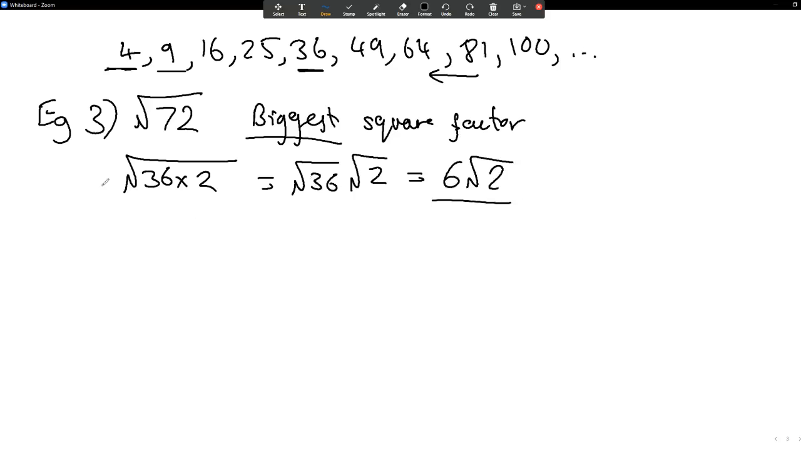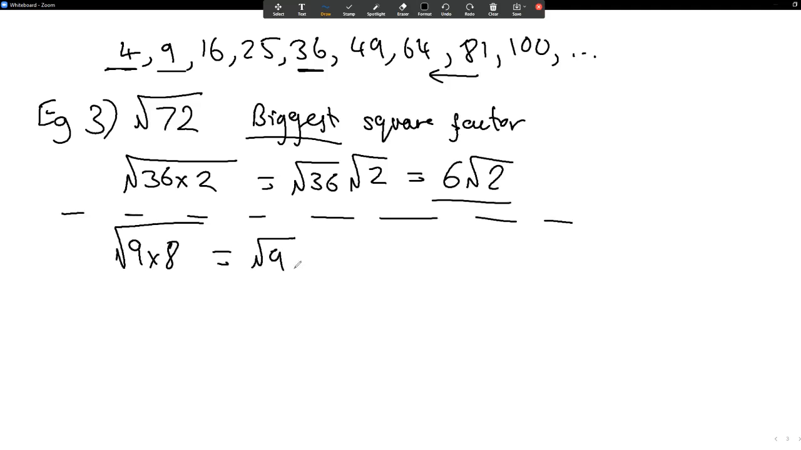Let's see what would have happened if we chose 4, for example. Or 9, let's say. If we chose 9, we get 9 times 8. This is just another way of doing it. Okay, again we could split it up, and then we get 3 root 8. But what you've got to remember is this is not in its simplest form because we didn't choose the biggest square factor. 8 can be simplified further. So let's see what 3 root 8 simplifies to.